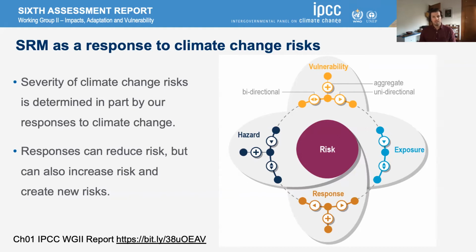And within this context, the IPCC considered solar radiation modification in the Working Group 2 report as a climate change response that has the potential to reduce climate change risks, but also increase risk or introduce new risks.